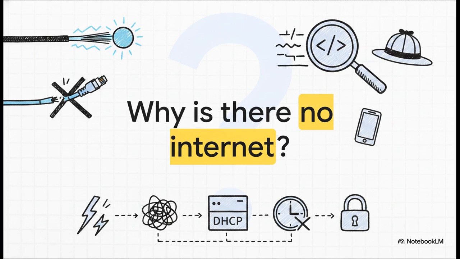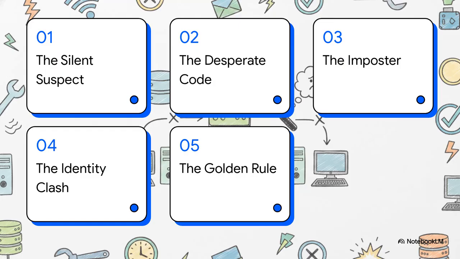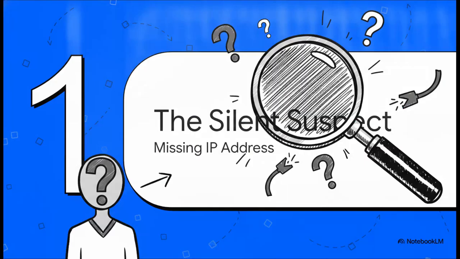So let's put on our detective hats and examine the four main suspects behind a DHCP failure. Here's our lineup for today. We've got Suspect 1, the silent suspect, Suspect 2, the desperate code, Suspect 3, the imposter, and Suspect 4, the identity clash. Then we'll wrap the whole thing up with the golden rule to fix them all. All right, starting with our first gray-coded mystery.